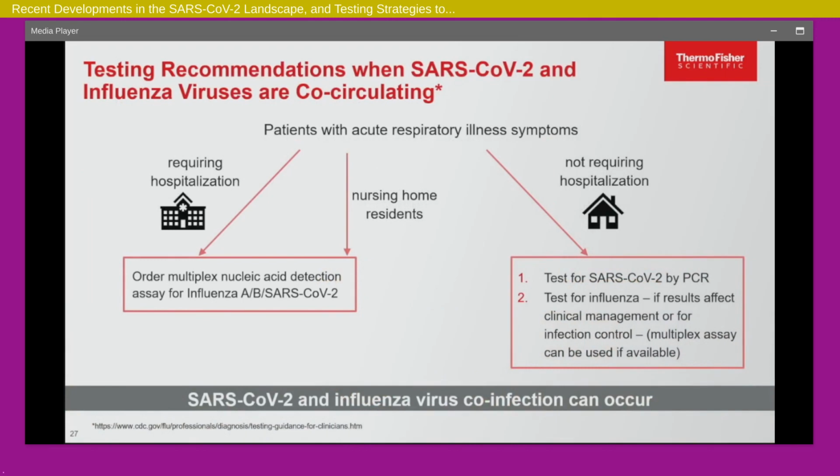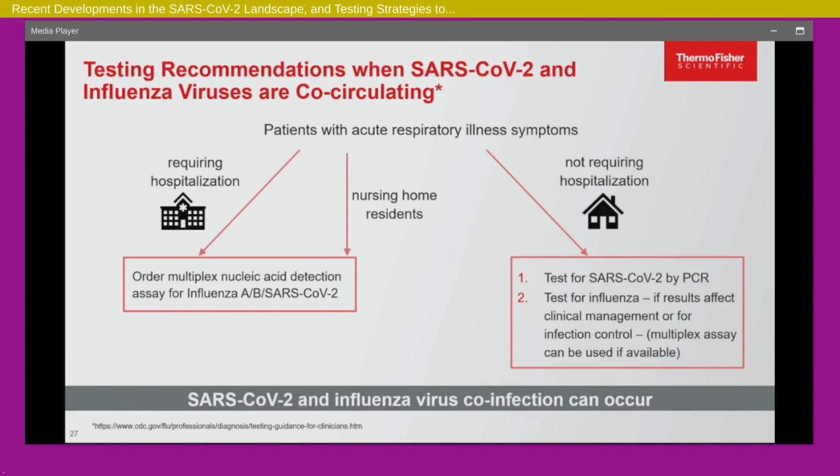So when you look at the testing recommendations coming out of the CDC, especially as we're going into a season where you can have both strains co-circulating at the same time, the recommendation, especially for patients who are in the hospital or nursing home residents, is to order a test for flu A, for flu and COVID at the same time.